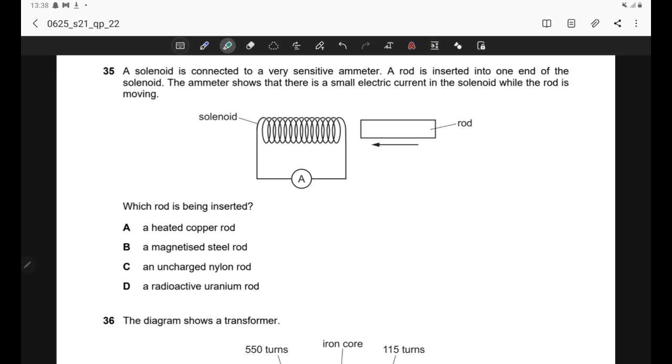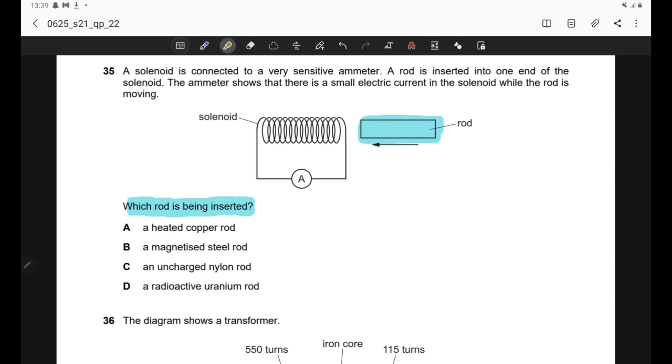Question 35. A solenoid is connected to a very sensitive ammeter. A rod is inserted into one end of the solenoid. The ammeter shows that there is a small electric current in the solenoid while the rod is moving. Which rod is being inserted? So here we can see when this rod is inserted in the coil and when it is moving, an induced EMF is produced, and it is because of electromagnetic induction.